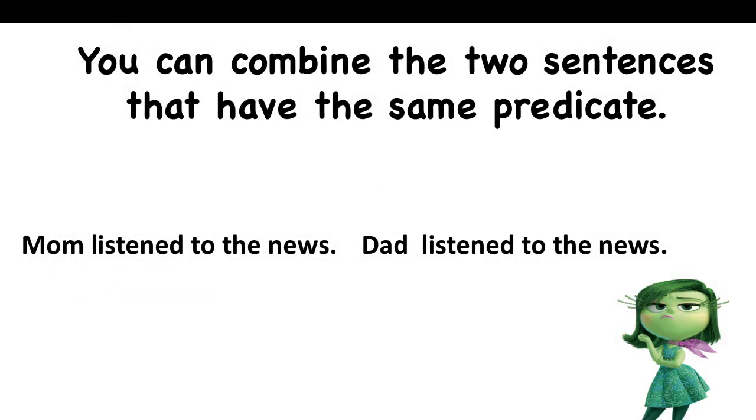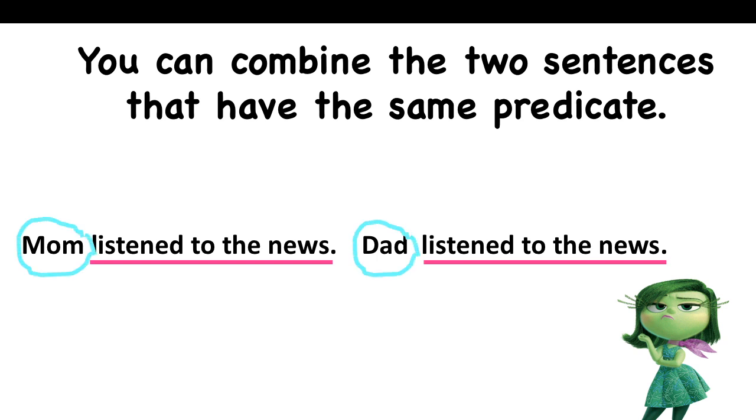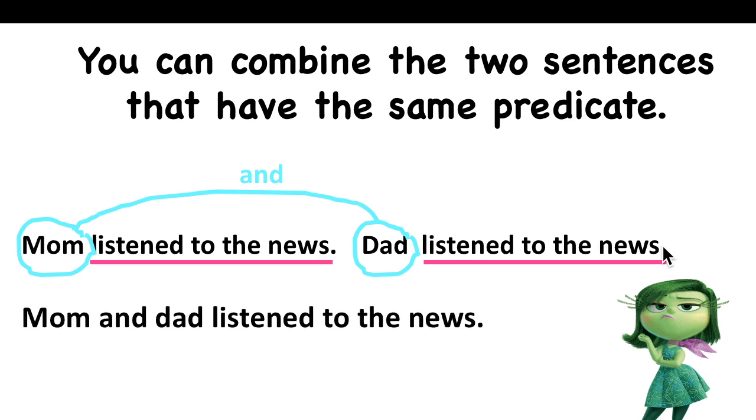One more example. Mom listened to the news. Dad listened to the news. Which predicate words repeat themselves? Listened to the news. And which words do not repeat themselves? Put them in the circle. Join them with the word and. What will happen to these words under the connecting part? These words under the connecting part will disappear, and the sentence will go like this: Mom and Dad listened to the news. Do you understand?